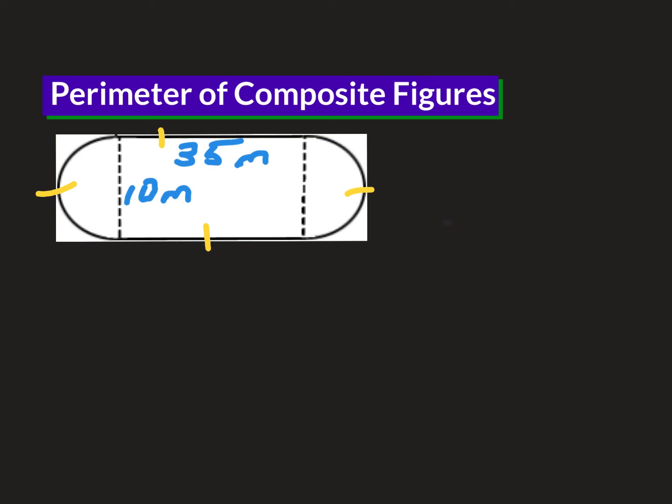Now with these two half circles, if you put them together, they would make a whole circle. So I can just find the circumference of the circle and add it to the length of these two sides of the rectangle to calculate the perimeter.